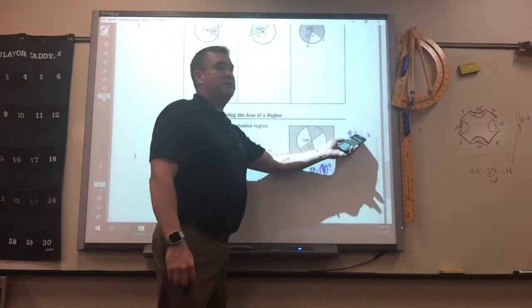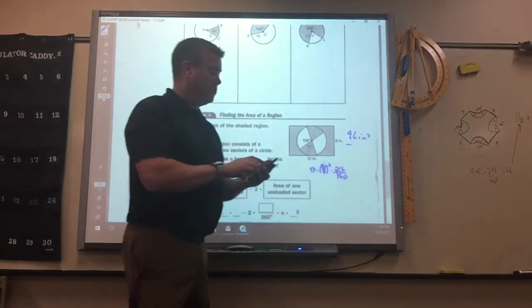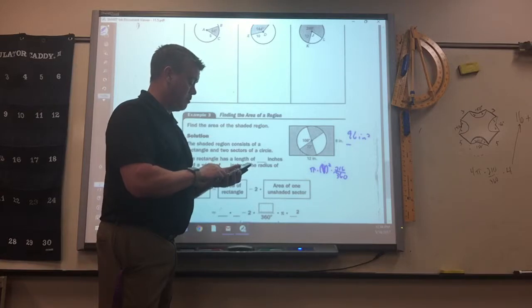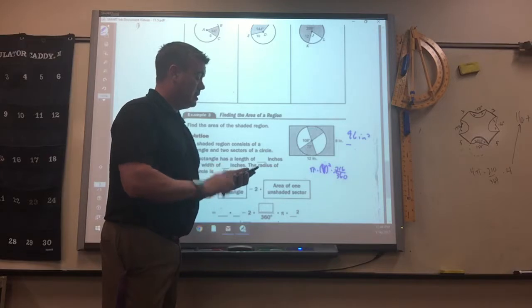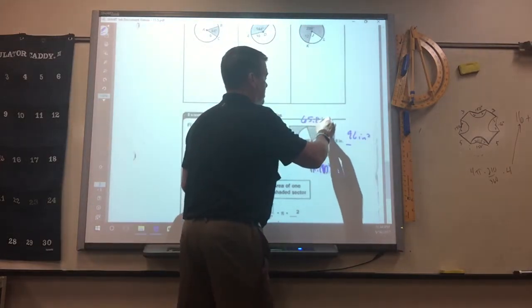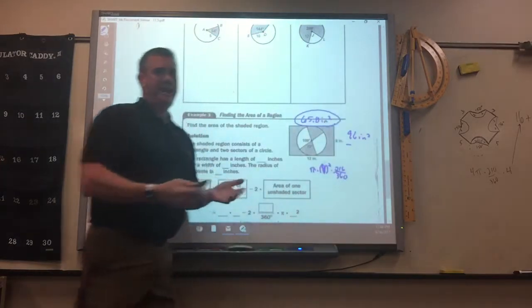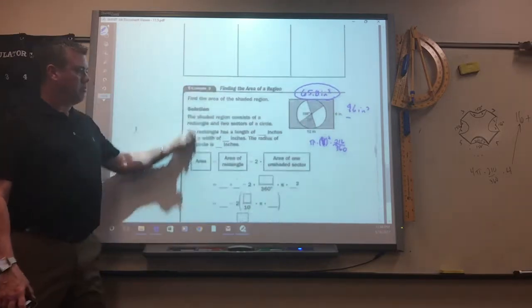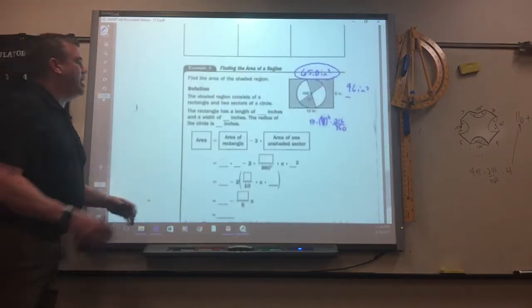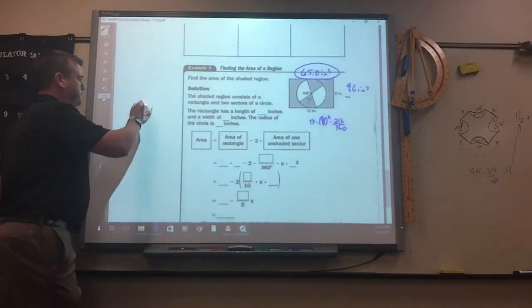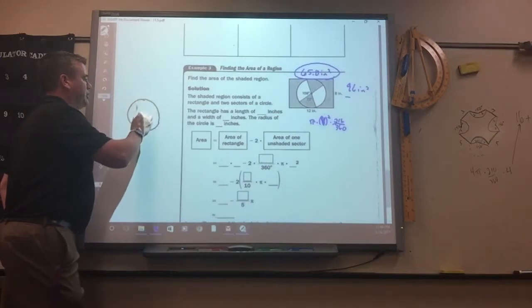So you have to take 96 and subtract that. So 96 minus pi times 4 squared times 216 divided by 360 is 65.8 inches squared. Okay, so it looks difficult, but it's not that difficult. One other one I can show you. This is the most difficult one there is.